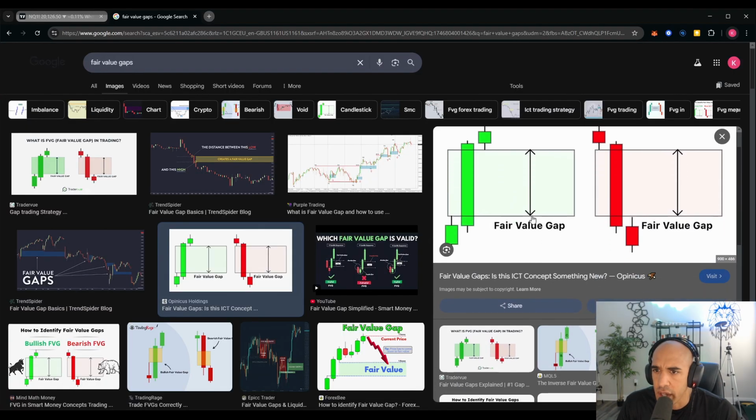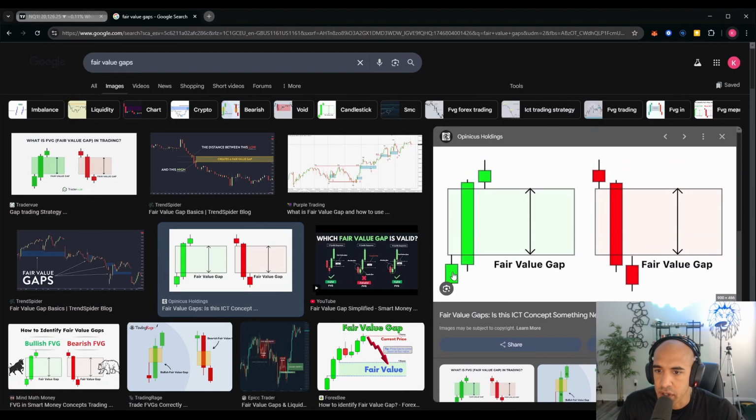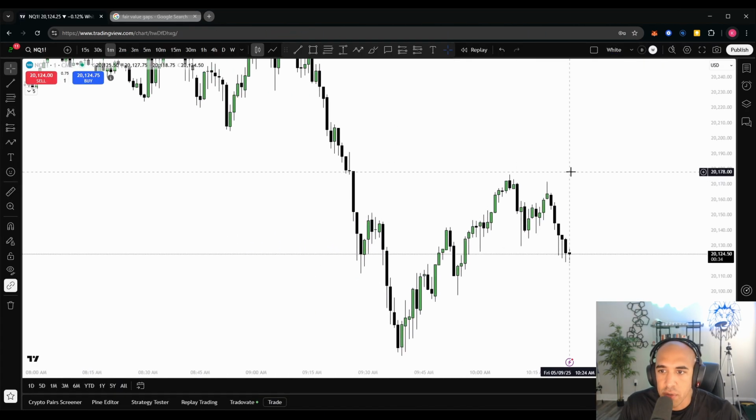So a fair value gap is basically the gap that's created between a series of 3 candles. And this gap is significant because what's inside of here is there's a lot of shares. There's liquidity resting in here. And that's good because this is a spot where price can go attack later. So here's kind of what it looks like in real time.